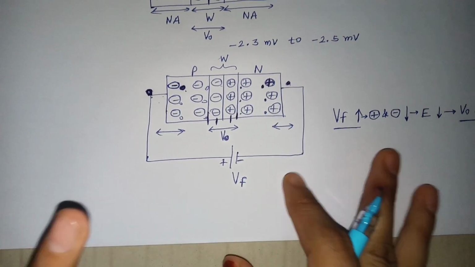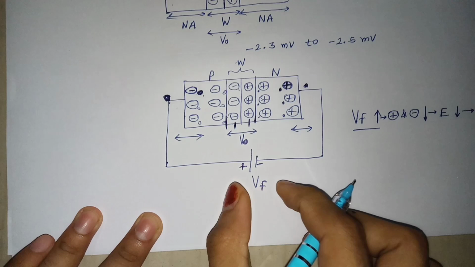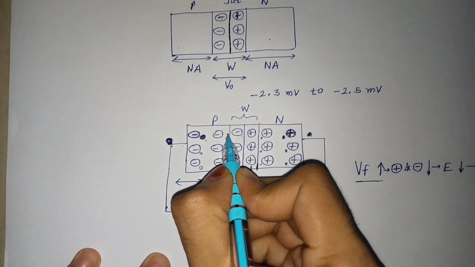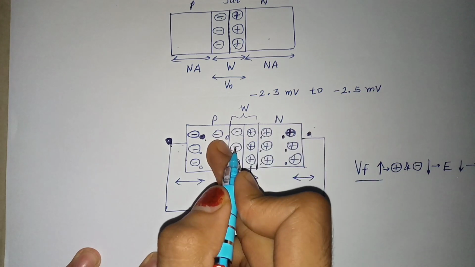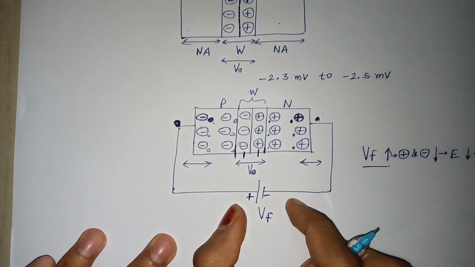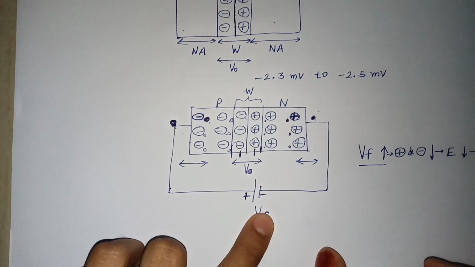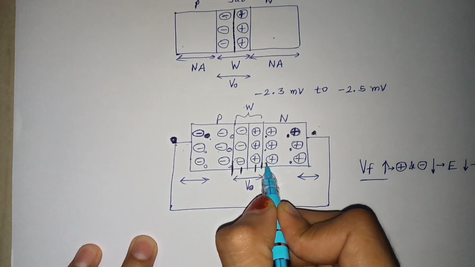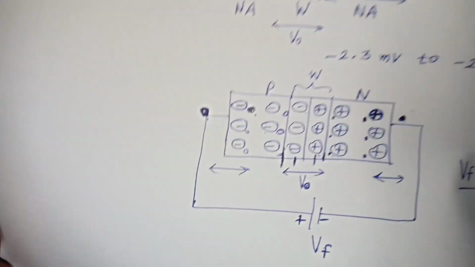What is meant by cut-in voltage? The value of VF for which the holes of p-type cross the depletion layer and the electrons of n-type cross the depletion layer is called the cut-in voltage, or it is also called the forward voltage. Understand? The value of VF for which the holes of p-type cross this depletion region and the electrons of n-type cross this depletion region is called the cut-in voltage or forward voltage.